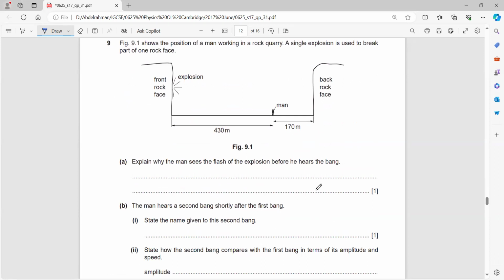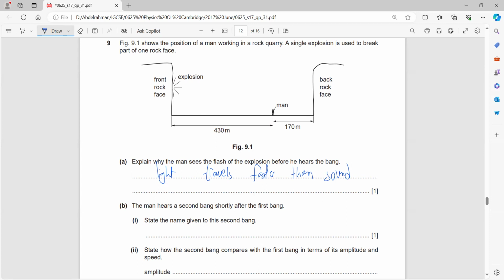Figure 9.1 shows the position of a man working on a rock. A single explosion is used to break part of one rock face. Explain why the man sees the flash before he hears the bang. Definitely, he sees the flash before he hears the bang. Why? Because light travels faster than sound. Correct.